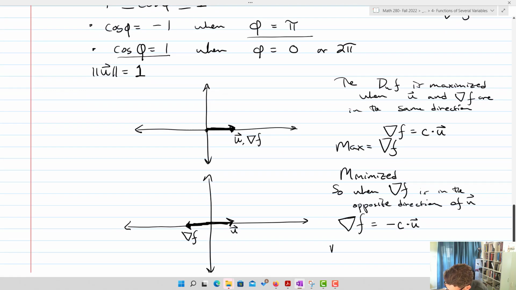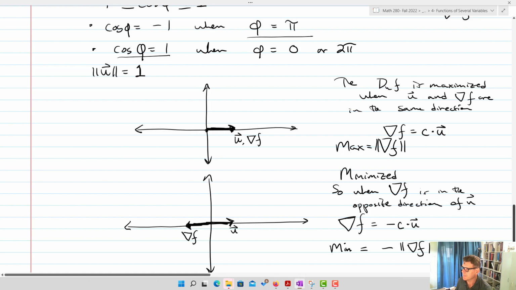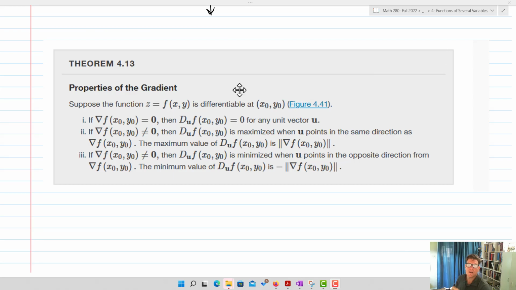And the min will end up being negative the magnitude of del f, excuse me, because it's now in the opposite direction of u. And so that's its minimum value. So this actually gives us the properties of the gradient. You can write these down. This is basically what we just said.